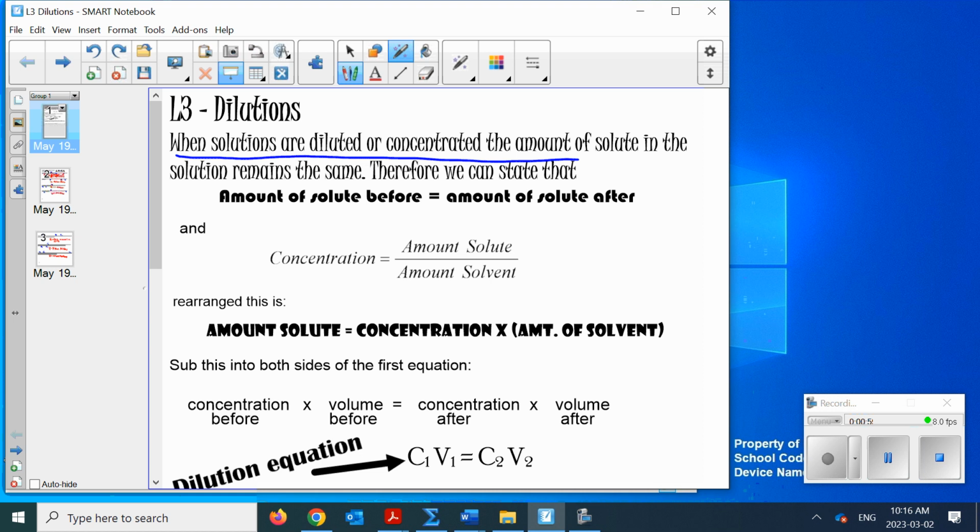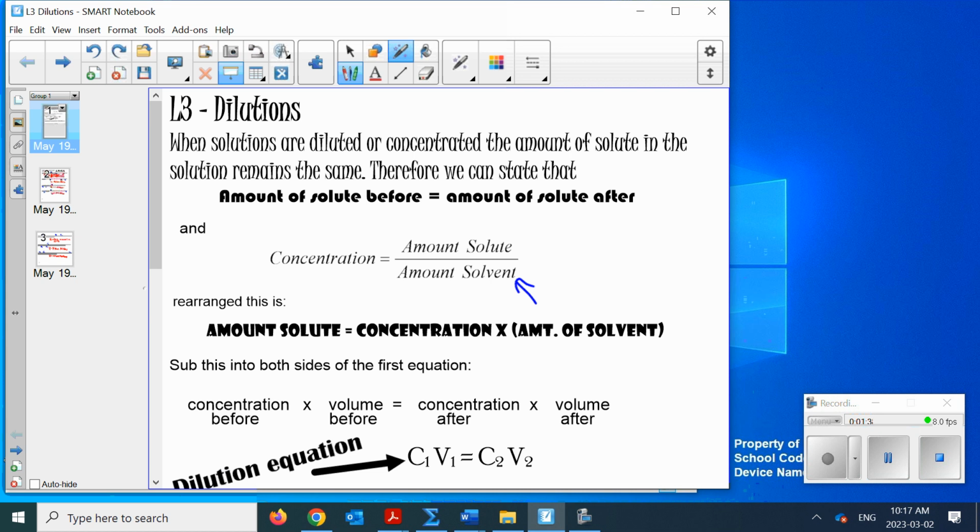What we're saying is when solutions are diluted or concentrated, we're going to stick to diluted. Concentrated, opposite. The amount of solute in the solution remains the same. So we could state that the moles of solute before equals the moles of solute after. And we know the concentration is the solute divided by the solvent. If the top stays the same, because the amount of solute in both situations, before and after, is the same, but we only change the solvent, the water.